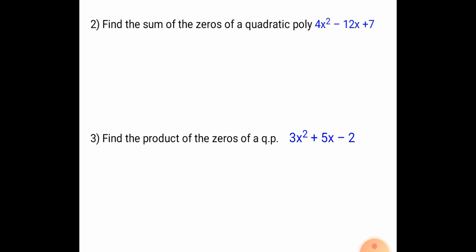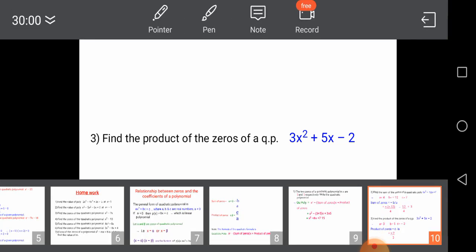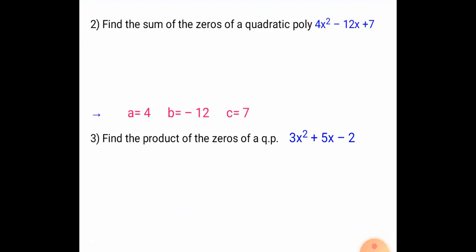In the next example, the second and third, in the second example, first you are supposed to get the values of a, b and c. If you compare with the general form of the quadratic equation, you get the value of a as 4, b as minus 2 and c as 7.